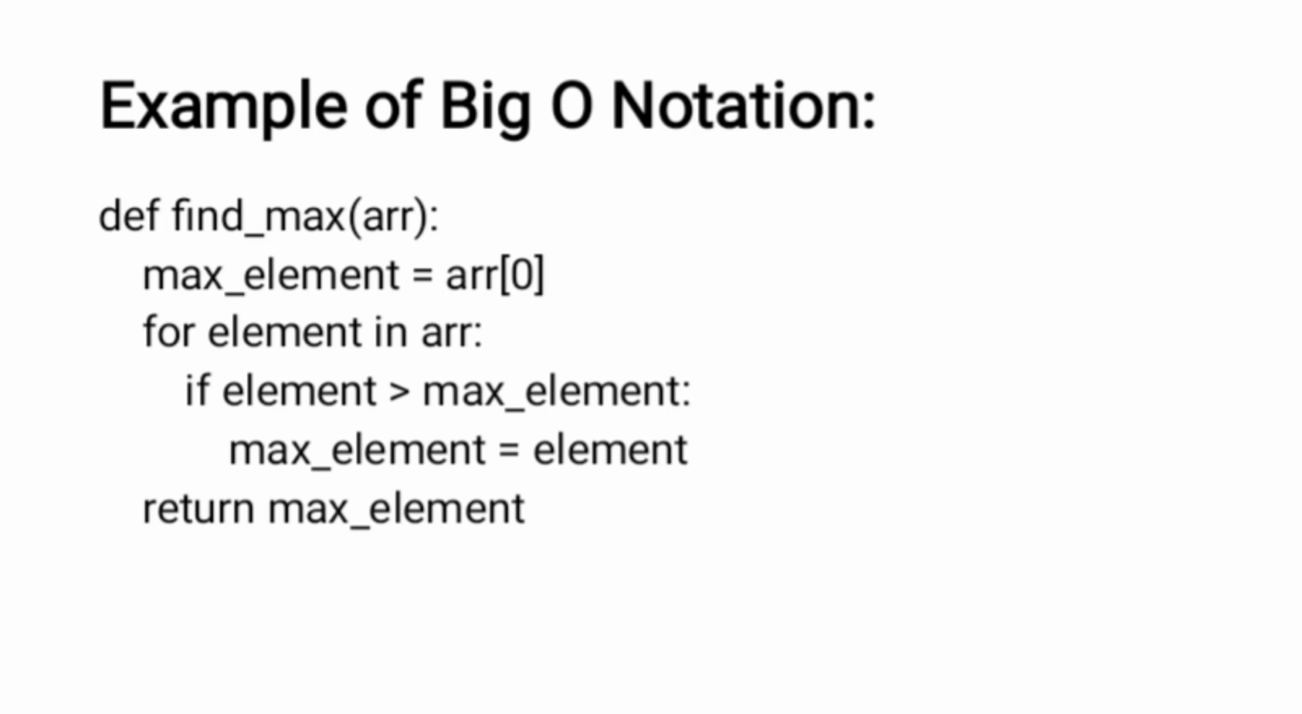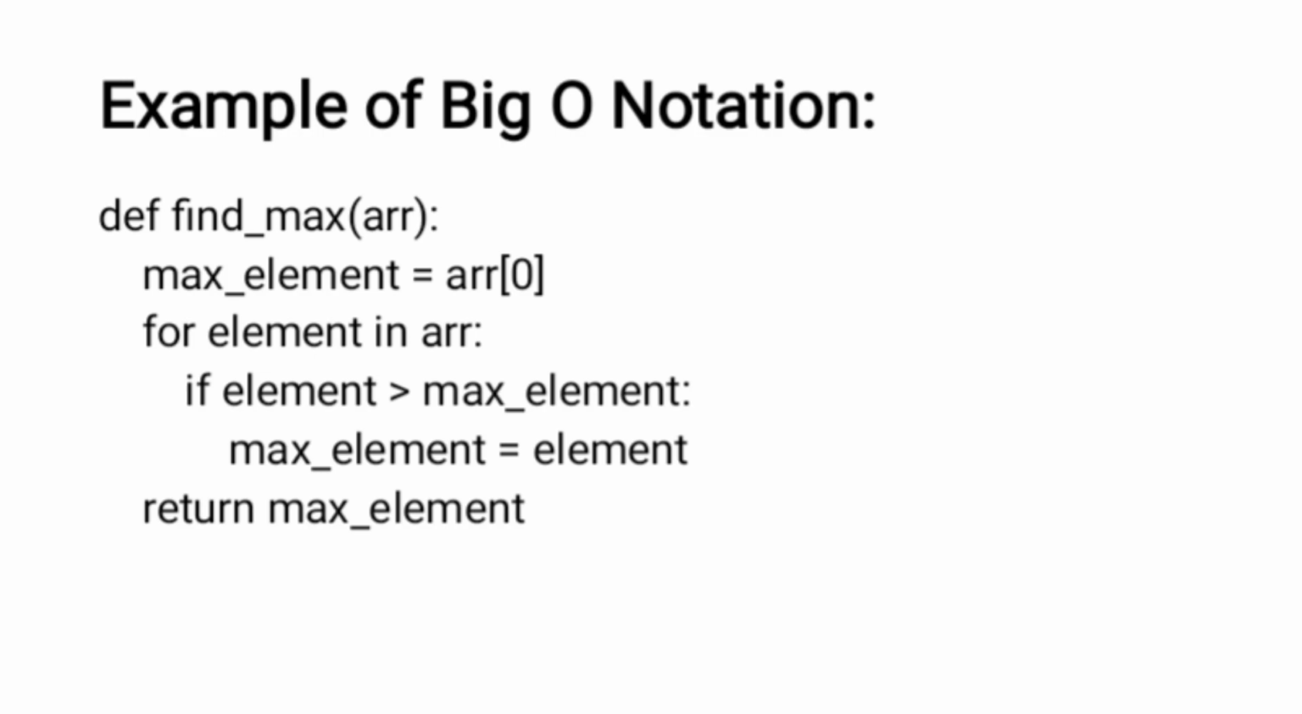In this example, findMax function is used, which is designed to find the maximum element in a given list array. The first line defines the function name findMax that takes one parameter array which is expected to be a list. Next line is for initialization. It initializes the variable max element with the first element of the input list array. This assumes the list is not empty.